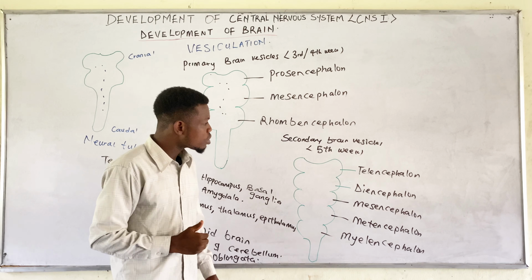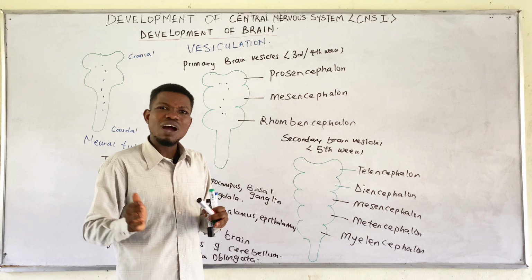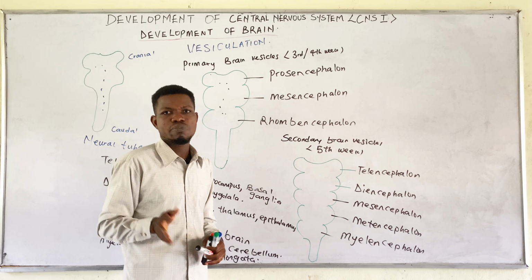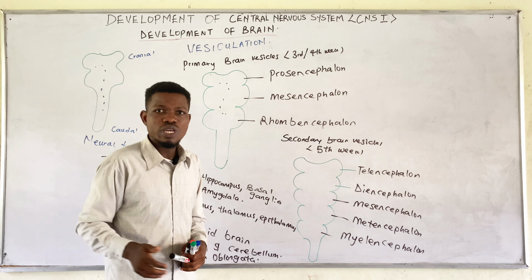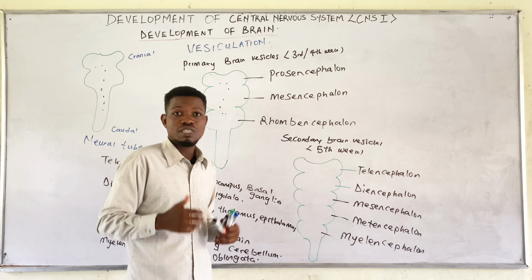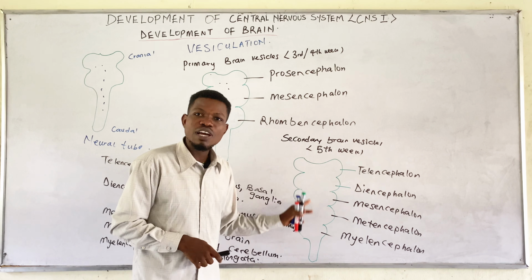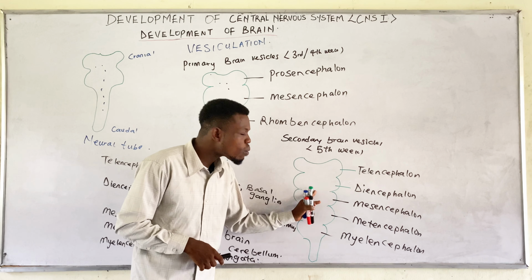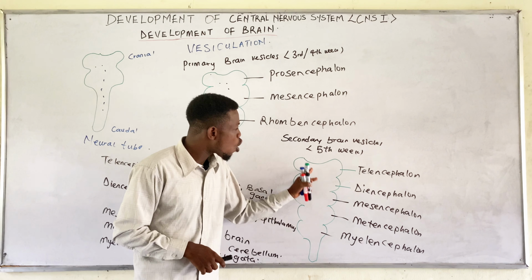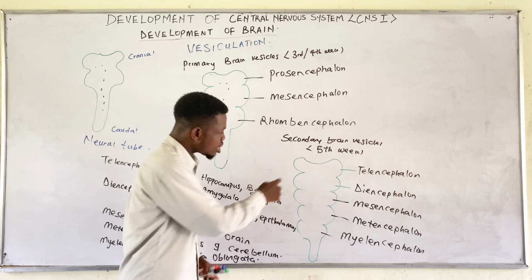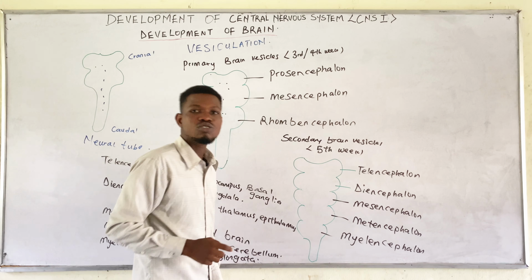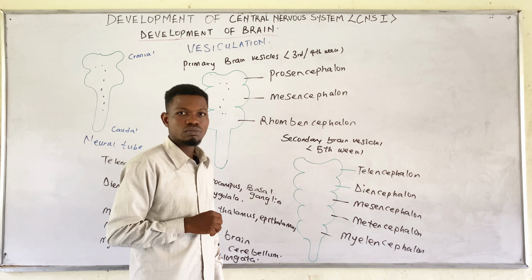Are you getting what I'm saying now? The ventricles of the brain are also formed around that 23rd week of development, around that 14th to 23rd week. That's where we have the ventricles of the brain. And how are the ventricles of the brain formed? They are coming from the lumen or space cavity of the secondary brain vesicles. This space here will give rise to the ventricles of the brain.